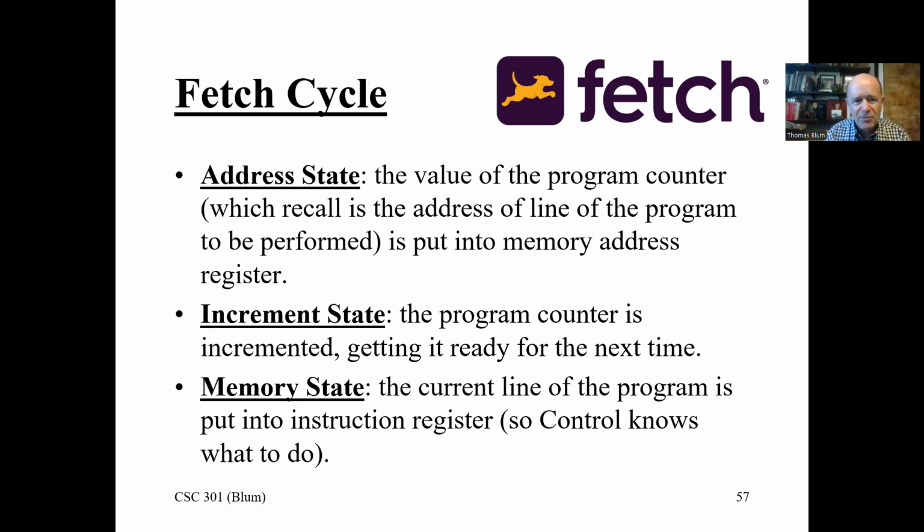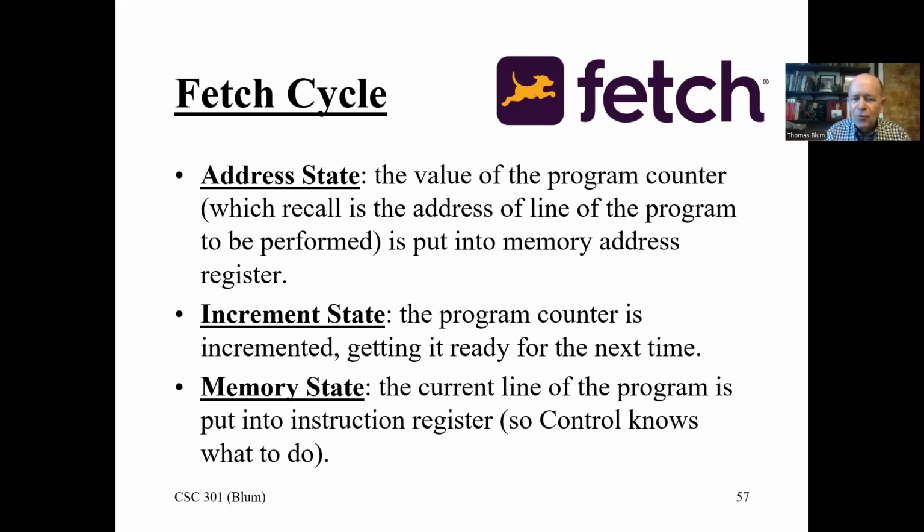So we go to that program counter, but it does not attach to memory. So we've got to put the program counter's value into the memory address register. So now we're set up to get our instruction. So that's called the address state. We're going to assume that our motion through the program is linear. So the next thing we're going to do is increment our program counter, so we're ready for the next time.